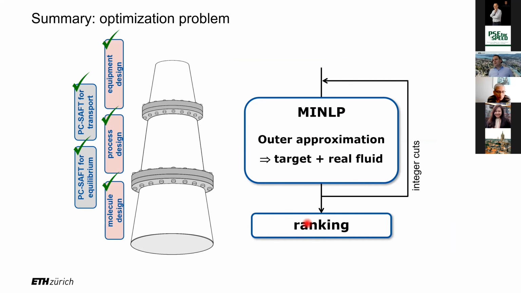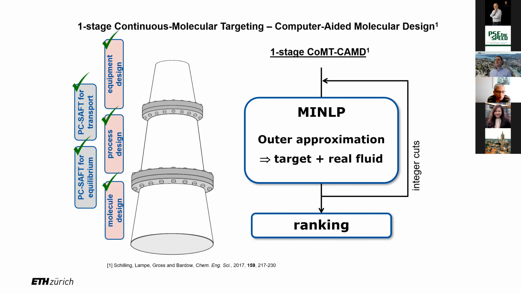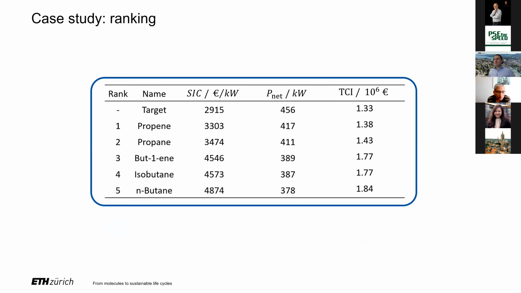But to be quite honest, usually it's more interesting to get a ranking of different candidates because a top molecule might, for example, not be commercially available. So we introduce integer cuts, basically saying, please don't give me the same solution again. And then we solve the problem for the second best molecule and so forth. We solve this repeatedly. If you want to look for this method, we published it under a long name. We call it one-stage CoMT-CAMD, because we do this relaxing step first, we call this continuous molecular targeting computer-aided molecular design. So we applied this method to the organic Rankine cycle I've been showing to you.